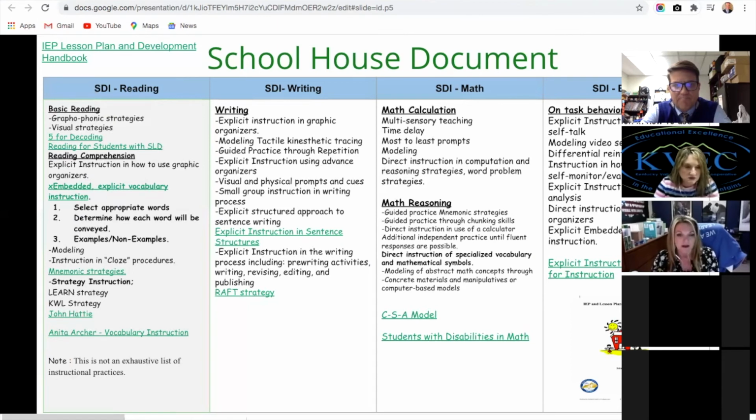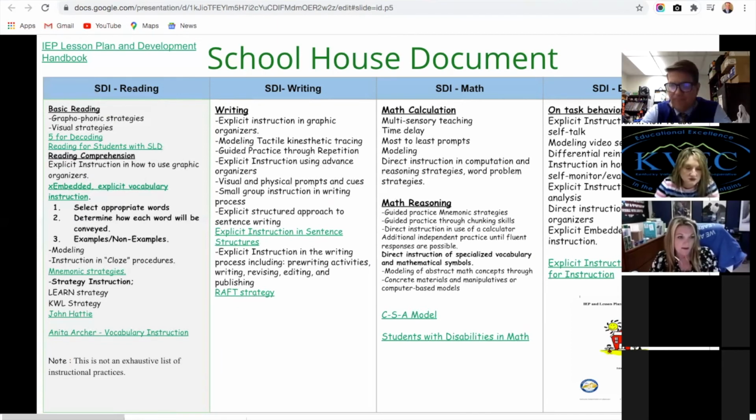Also, multisensory teaching is listed under math calculation. Well, multisensory is an approach that is also used in reading and writing. We use that because you're addressing different learning styles. So that's not really content specific either. You want to present through visual, auditory, and even kinesthetic.